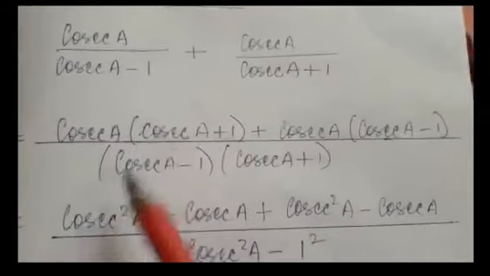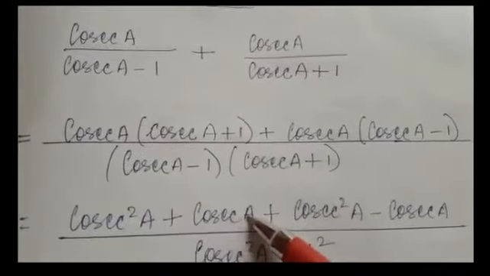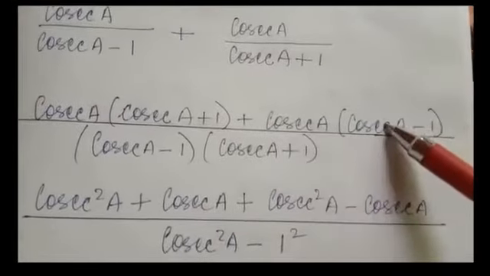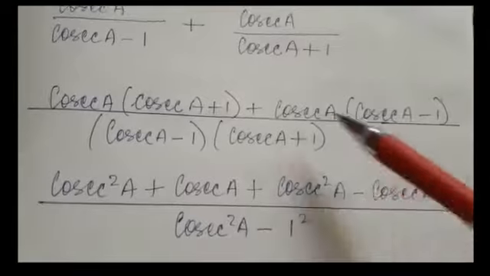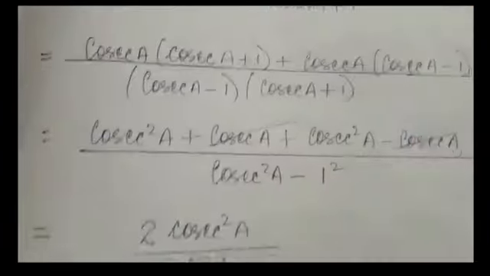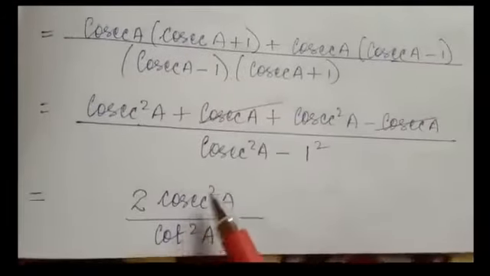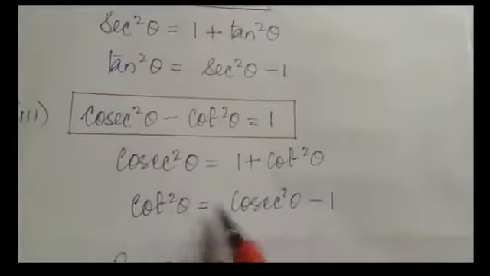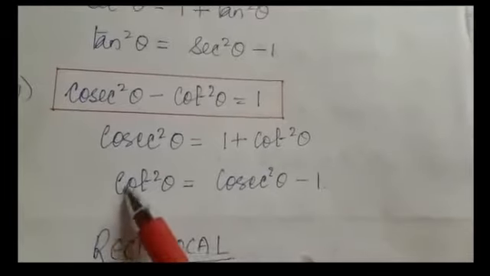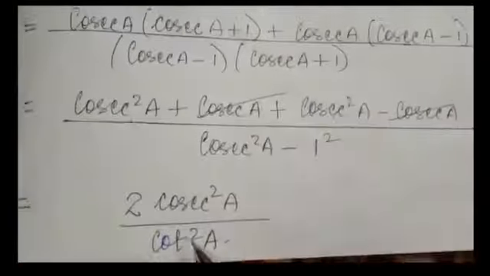Cosec a into cosec a is cosec square a, plus cosec a into 1 is cosec a, plus cosec a into cosec a, cosec square a, minus cosec a into 1, cosec a. Minus cosec a plus cosec a cancel. Cosec square a plus cosec square a is 2 cosec square a. Now here cosec square theta minus 1 is cot square theta. So in place of cosec square a minus 1, we can write cot square a.